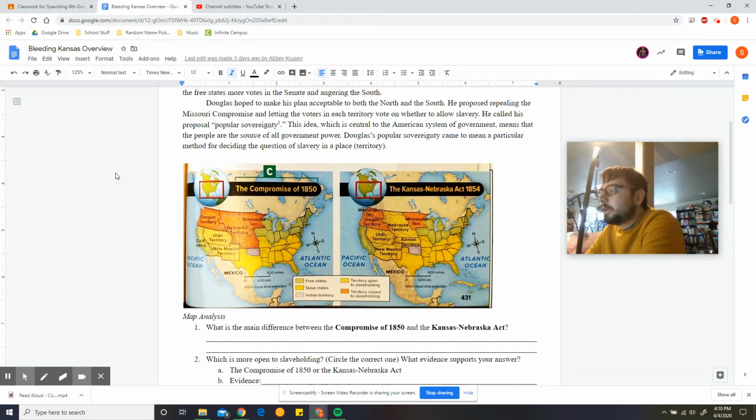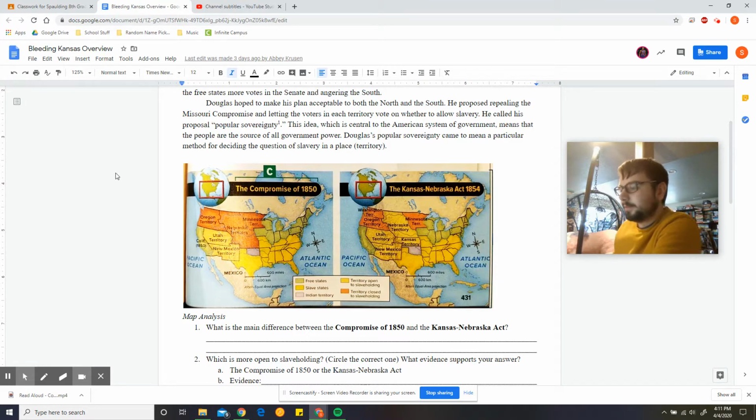Douglas hoped to make his plan acceptable to both the North and the South. He proposed repealing the Missouri Compromise and letting the voters in each territory vote on whether to allow slavery. He called his proposal popular sovereignty. This should sound familiar. We talked about it before. This idea, which is central to the American system of government, means that the people are the source of all government power.